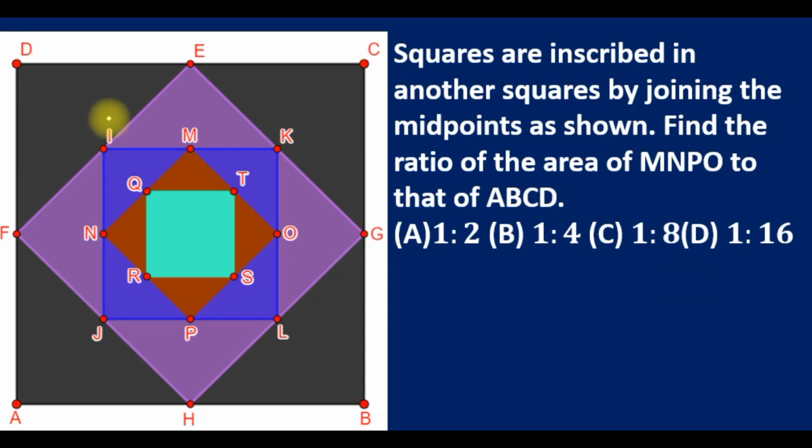Okay, we are given the diagram. They said squares are inscribed in another square by joining the midpoints as shown. Find the ratio of the area of MNPO to that of ABCD. Before I solve it, let's look at this diagram.